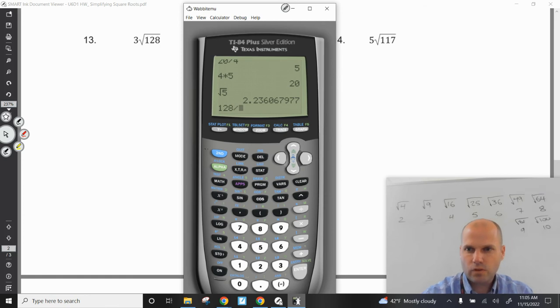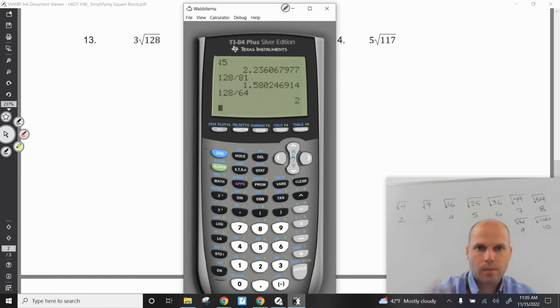Root 128. 81? 64. Bam. 64, root 64 times root 2. We're always going to start with this perfect square. That comes first. Root 64 times root 2 is root 128.